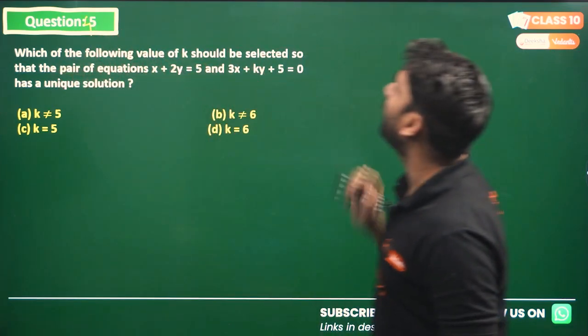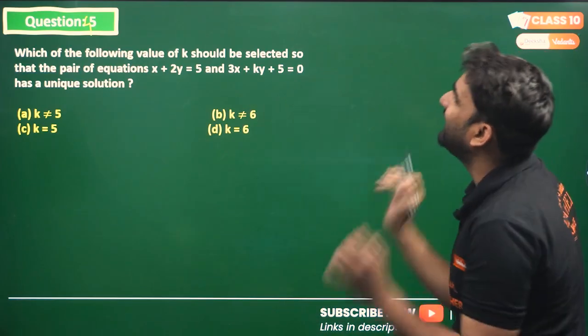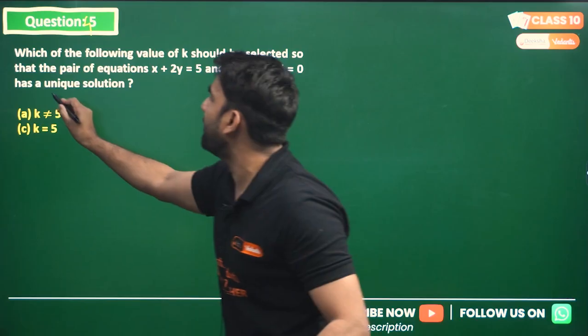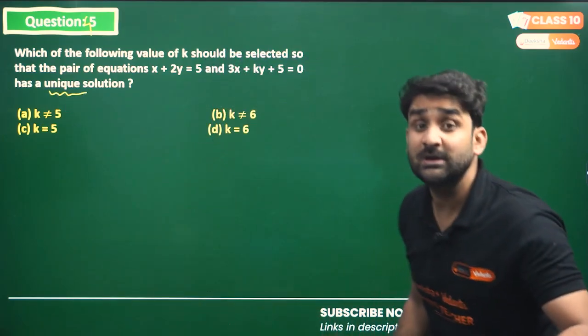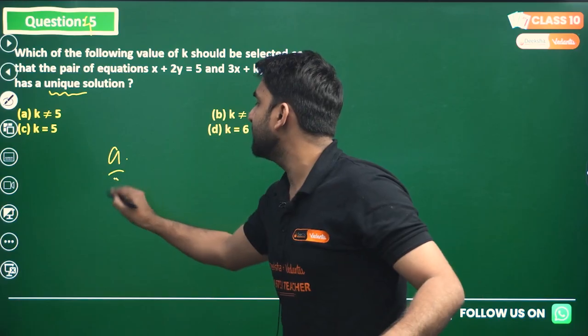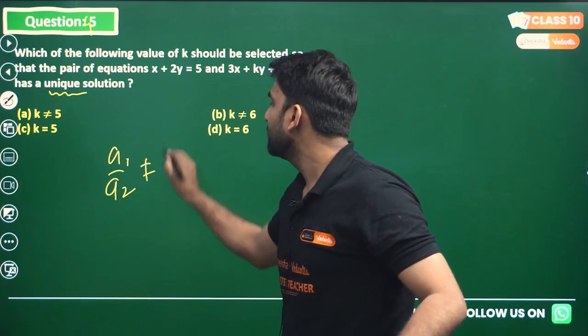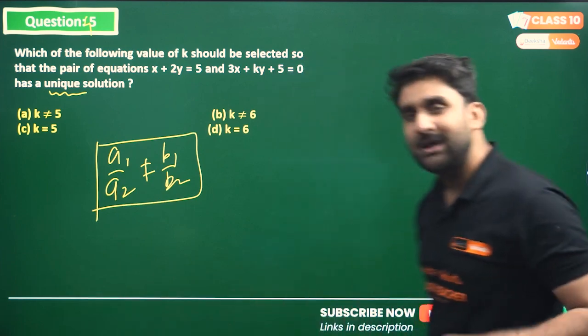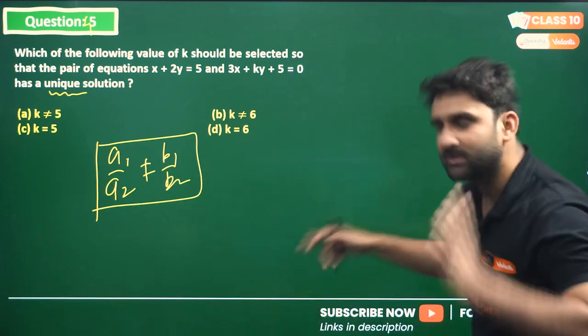Now moving to question number, this is basically 45, my dear. So which of the following values of k should be selected so that the pair of linear equations has a unique solution? Come on, my dear. Unique solution means intersecting lines. So for intersecting lines, this condition should be fulfilled. This condition A1 by A2 is not equal to B1 by B2. Then you apply this formula, you can get the result.